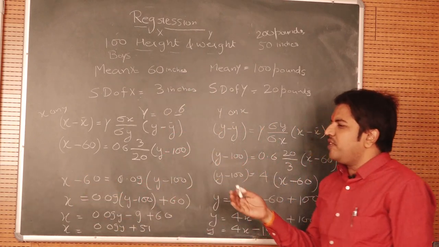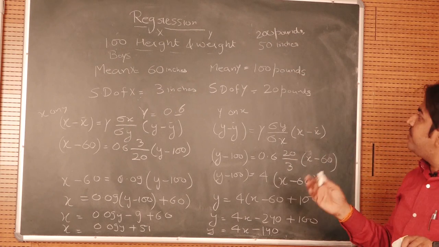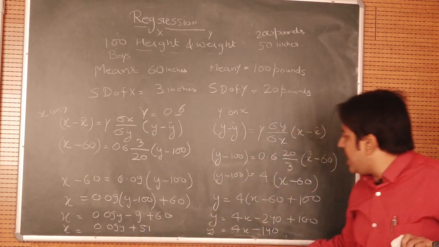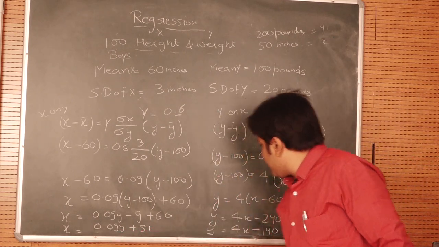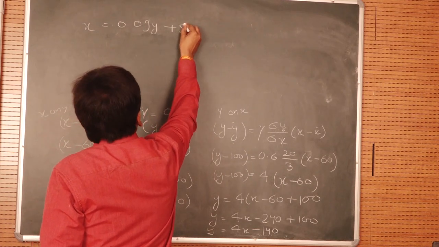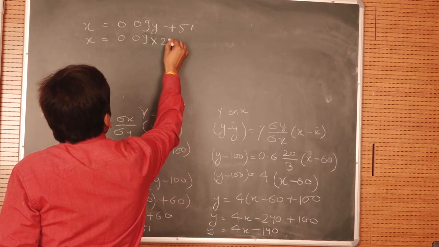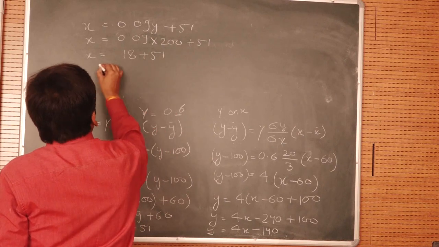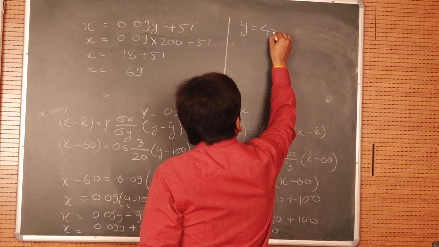If the question asks what will be the height of a boy whose weight is 200 pounds, and what is the weight of a boy if the height is 50 inches, here you are going to use the two regression equations, x on y and y on x. Putting the value of x over here and the value of y over here, we can take out the formula. X is equal to 0.09y plus 51. X is equal to 0.09, in place of y you are going to put 200 as given over there, plus 51. X is equal to 18 plus 51 is equal to 69. Same way, y is equal to 4x minus 140.